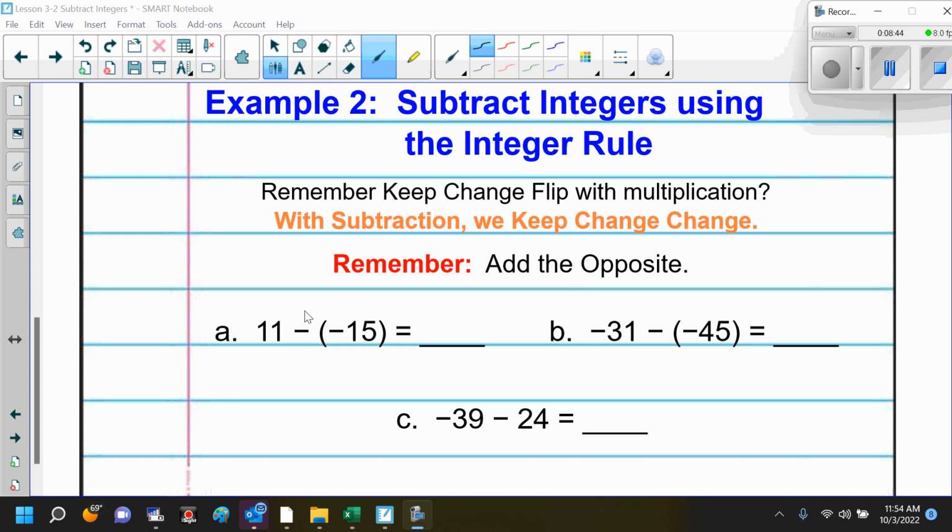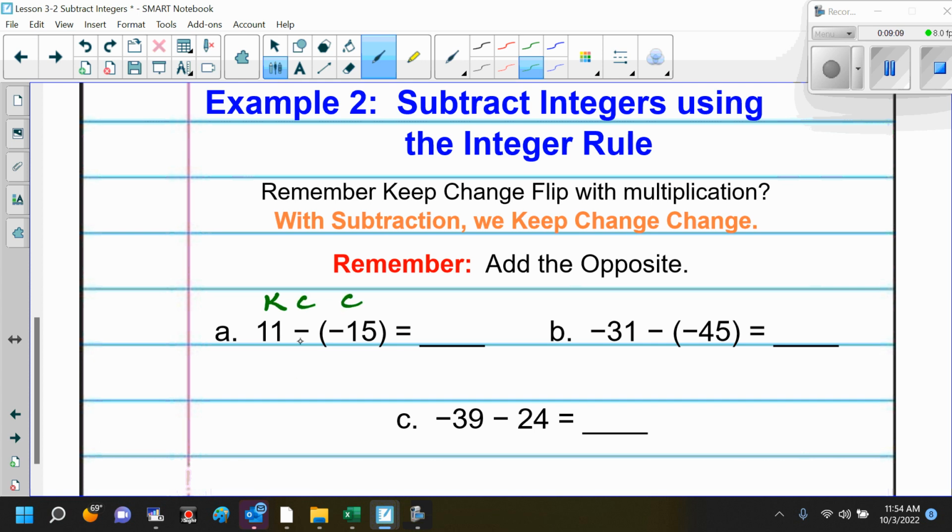We're going to keep the first number the same. The subtraction is going to change to addition. And the second integer is going to change to the opposite. Okay? So we're going to add the opposite. So if you have colors, this is how you're going to write it. So we're going to keep, change, change.